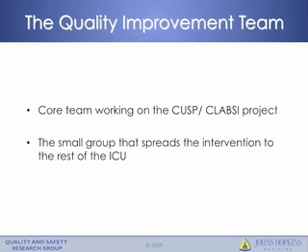Again, this tool or form is about the quality improvement team and its activities. And the quality improvement team that I'm talking about is the core team that's working on the CUSP and CLABSI project. This is the small group that spreads the intervention to the rest of the ICU. So the people who are doing the work to educate and engage the rest of the ICU in reducing BSI.